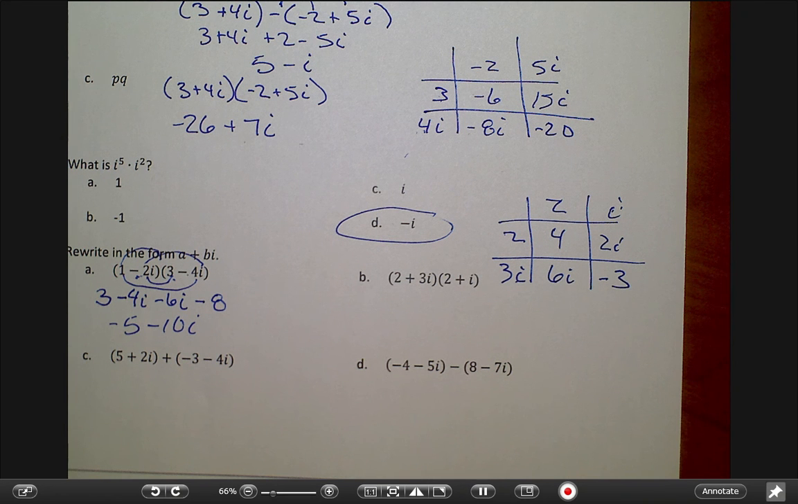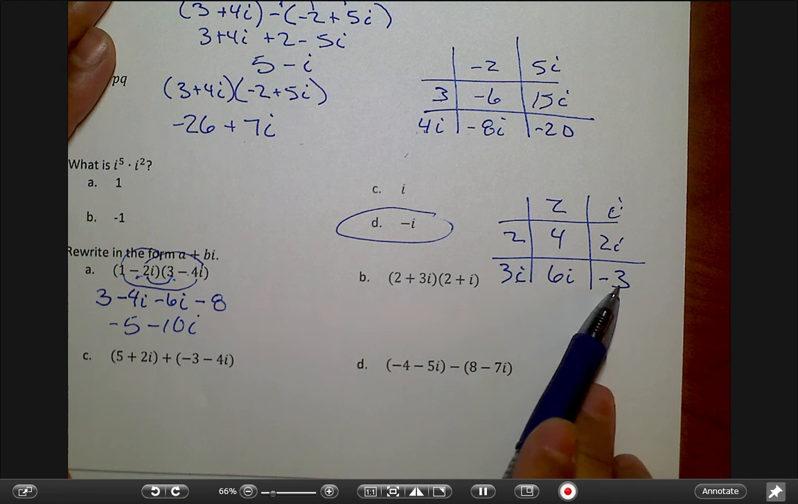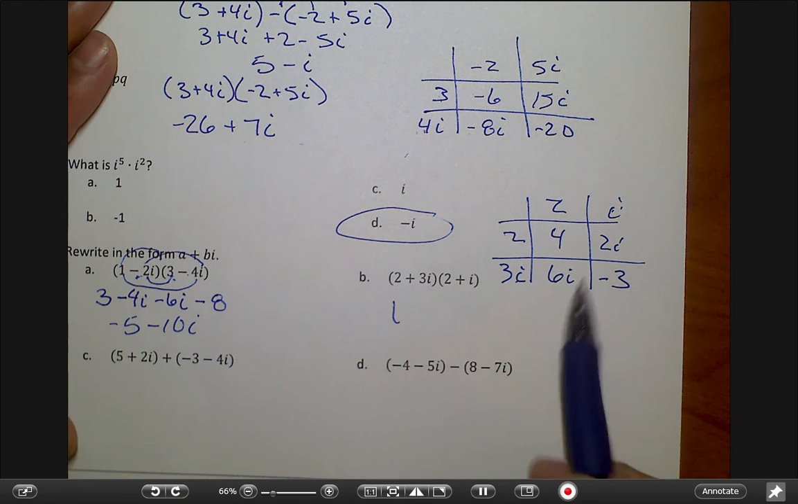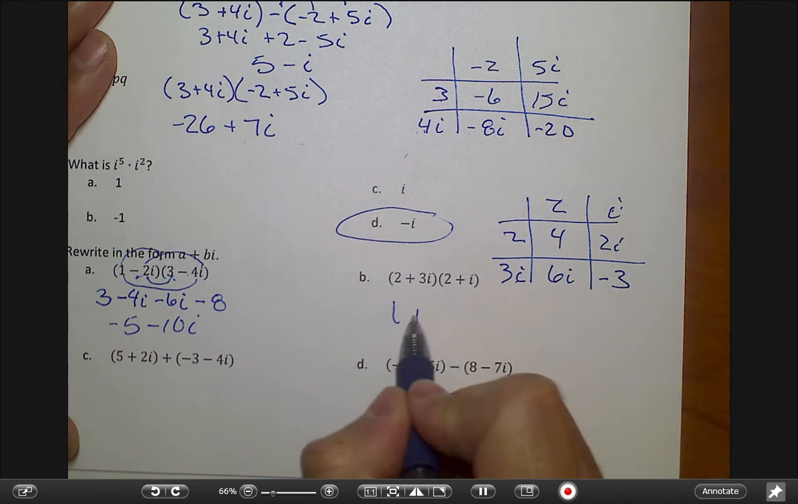What's up? i squared is negative always? Yeah, i squared always gives me negative 1. All right, so combine my reals. I get 1 and my imaginary plus 8i.